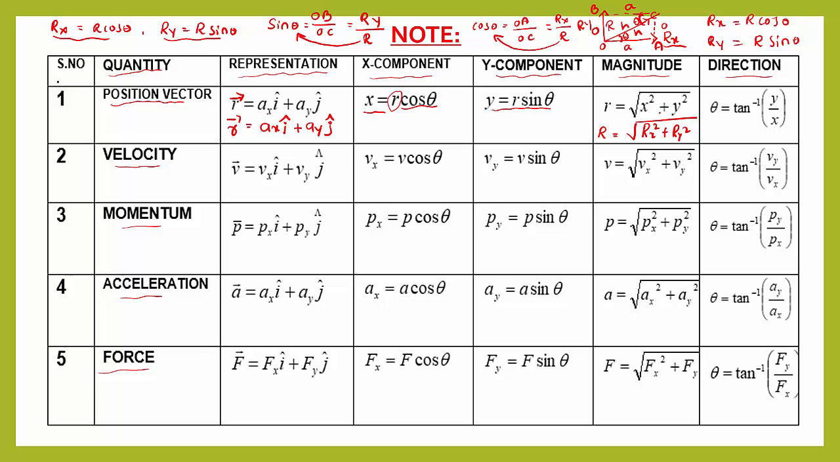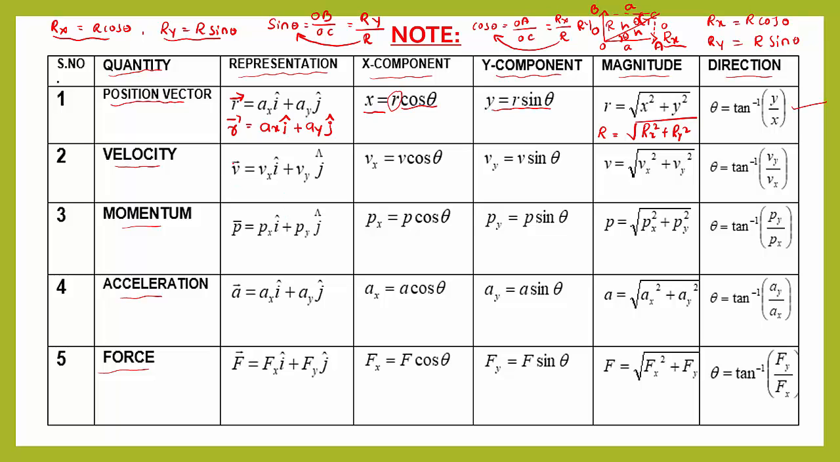Similarly, position vector is given by r equal to root of x square plus y square, and direction is theta equal to tan inverse of y divided by x. Right, then come to the second point, velocity. Velocity is again a vector quantity. It is a physical quantity. We are going to express along x and y coordinate system.